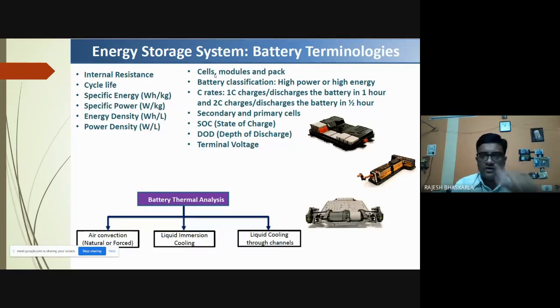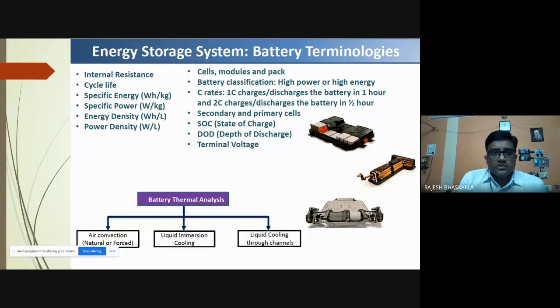What is the principle of operation of the battery? How is the battery able to charge? How is the battery able to discharge? How do you consider the battery's health? We consider the battery's health in terms of state of charge, state of discharge, and health of battery, and specific energy of the battery, specific power of the battery. There are many other characteristics which we are going to discuss.